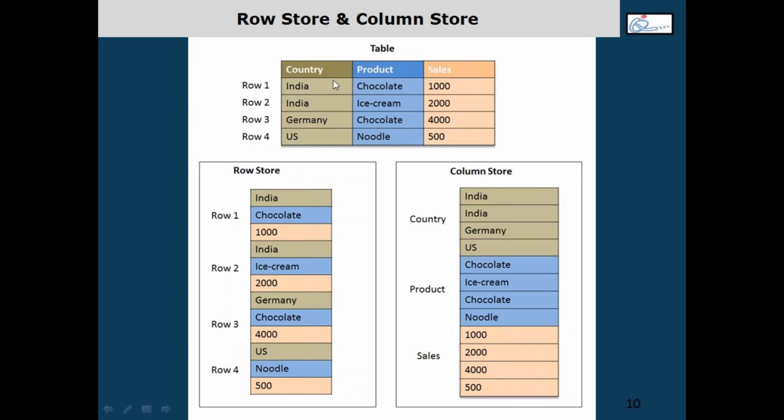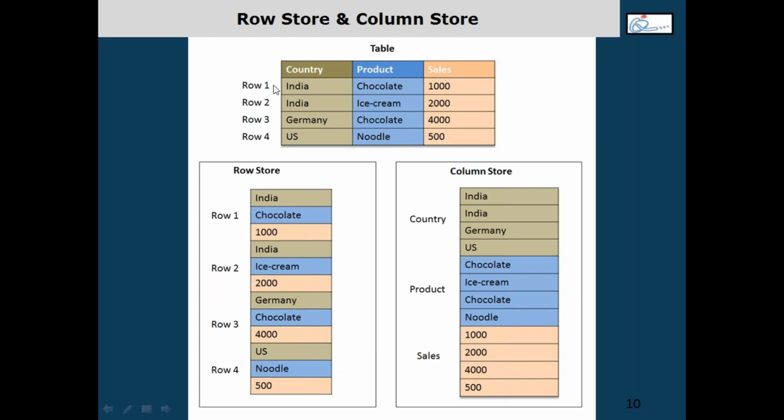So now if this is a table, you know what a column is, right? Country is one column. Vertically, you refer to it as a column. Country, product, and sales. In any database, ultimately you have to store data in the form of a table. A table is a set of rows and columns. So these are my columns here. Country is one column, product is one column, sales is one column.